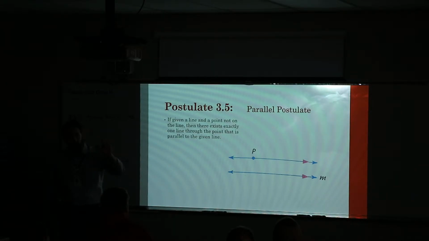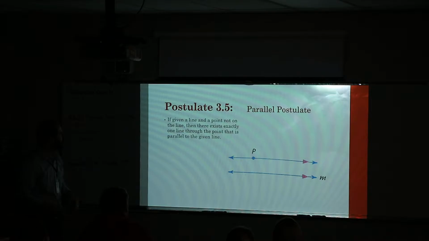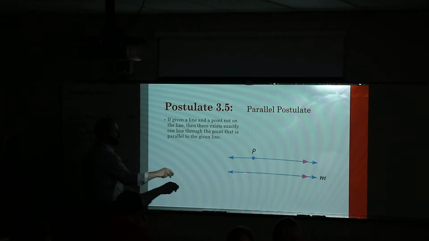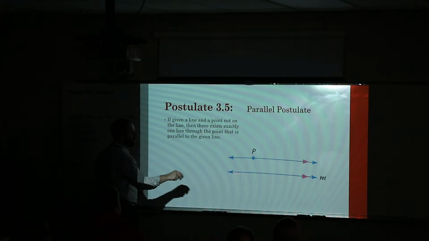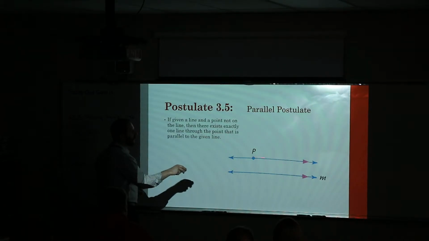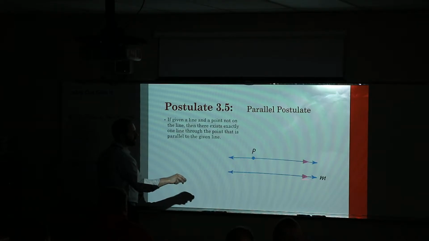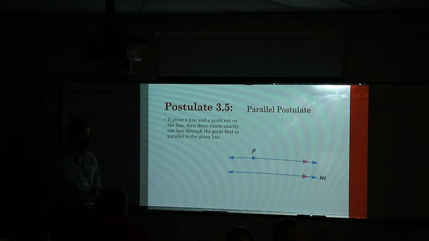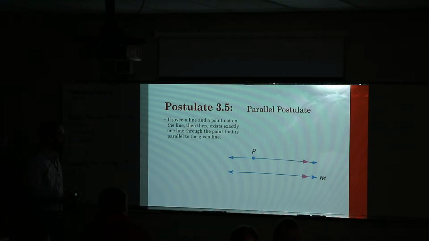This was the brand new one that we talked about. If you were gone, you needed this one. It's called the parallel postulate. Basically, if I give you this line right here, line M, and a point not on it, point P, there is exactly one line and only one line that goes through point P that can be parallel to line M.